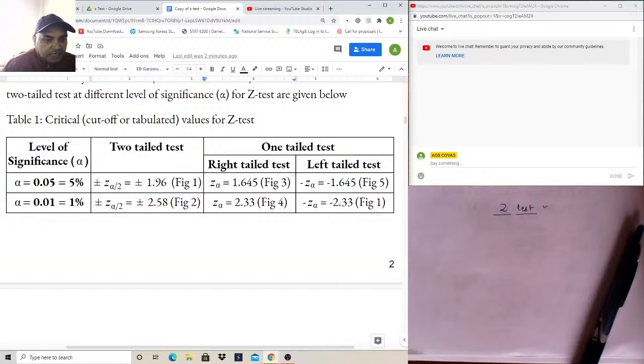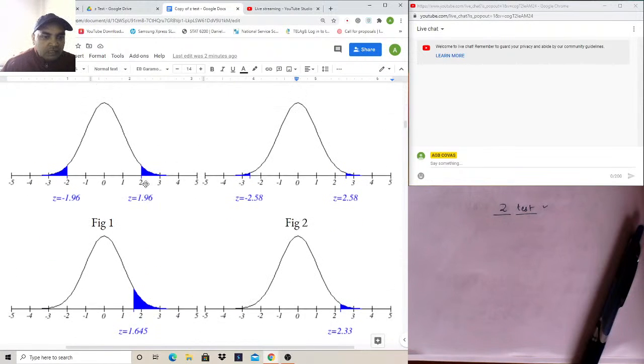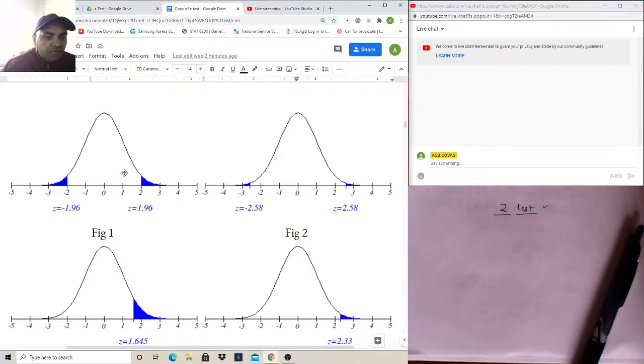Similarly, if we take a one-tail test and level of significance as 5%, our Z value will span up to 1.645 from the right side. And if it is on the left, then it will be from the left most corner up to minus 1.645. This can be better appreciated in the figures. So this one is figure 1.